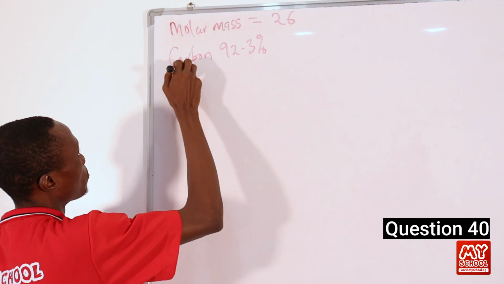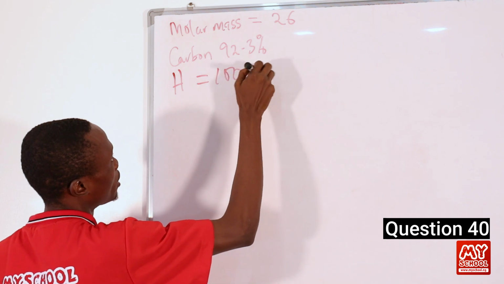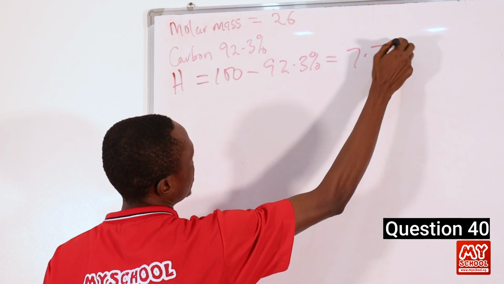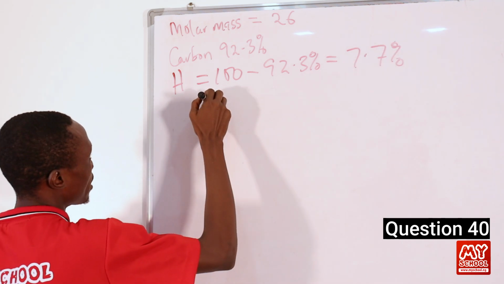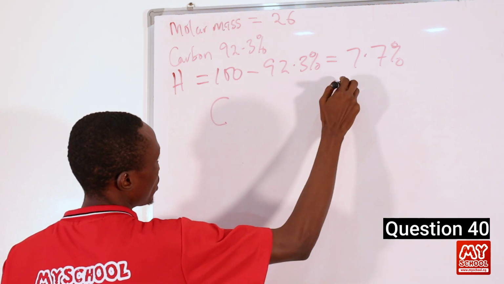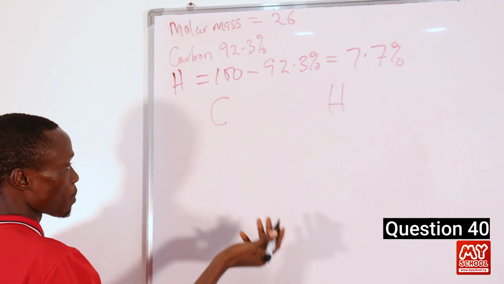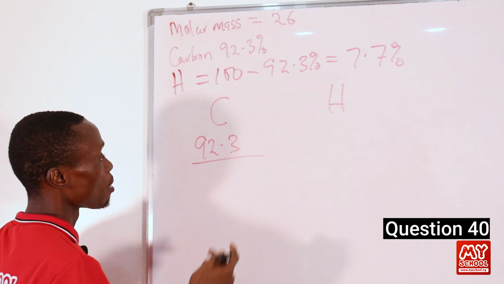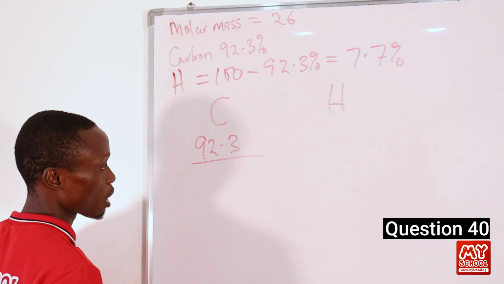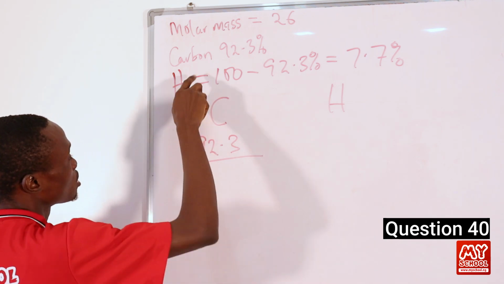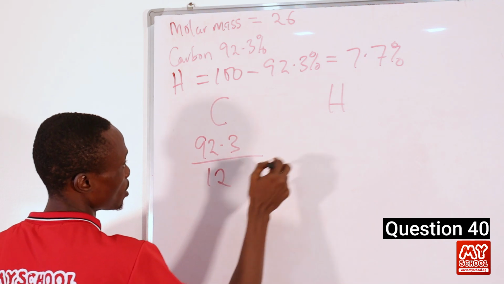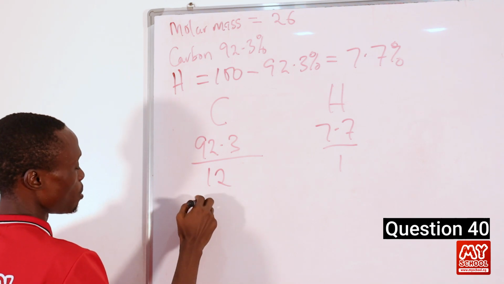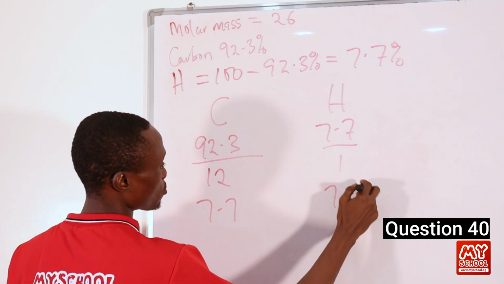So our percentage of hydrogen will now be 100 minus 92.3%, and that will be equal to 7.7%, right? By empirical formula, we write our C first, then we write our H. The next thing is to divide by the molar mass. So this will be 92.3 divided by the relative atomic mass of each element. The relative atomic mass of carbon is 12, so we divide by 12, and the relative atomic mass of hydrogen is 1, so we divide by 1. If we divide this, approximately we'll have 7.7, and here we'll have 7.7.